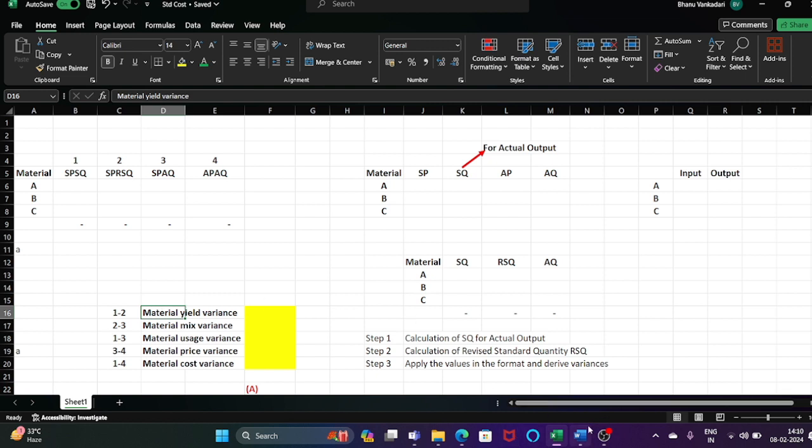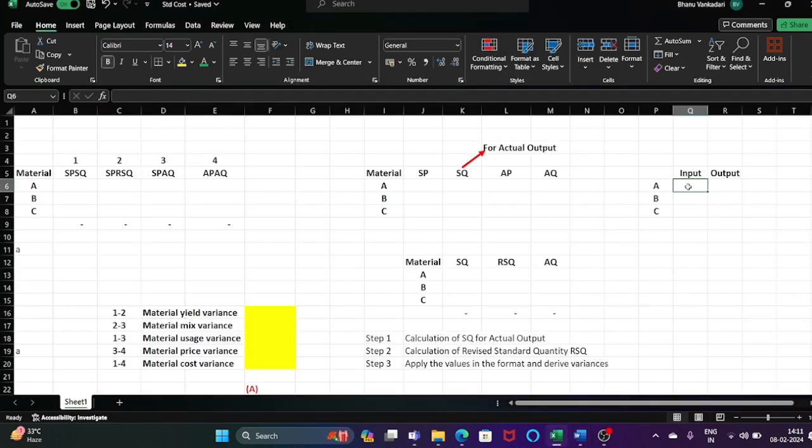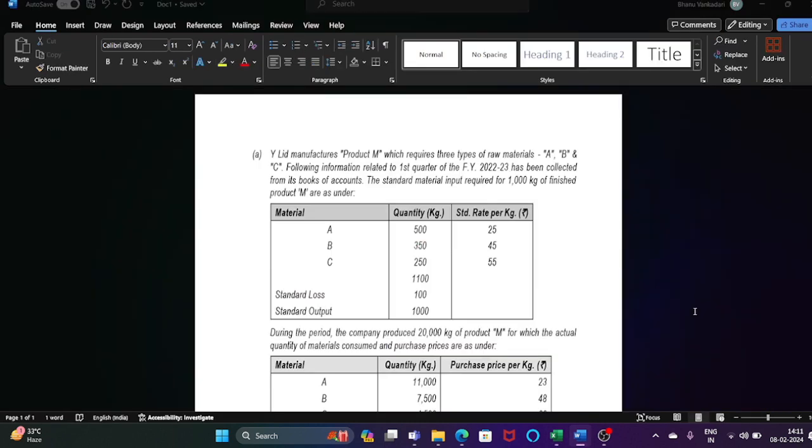Now I will take one examination problem to solve with the help of this format. This is the problem. Product M is being manufactured. To manufacture 1000 kgs of product M, they need A, B and C materials. How much quantity? A 500 input is required, B 350, C 250.